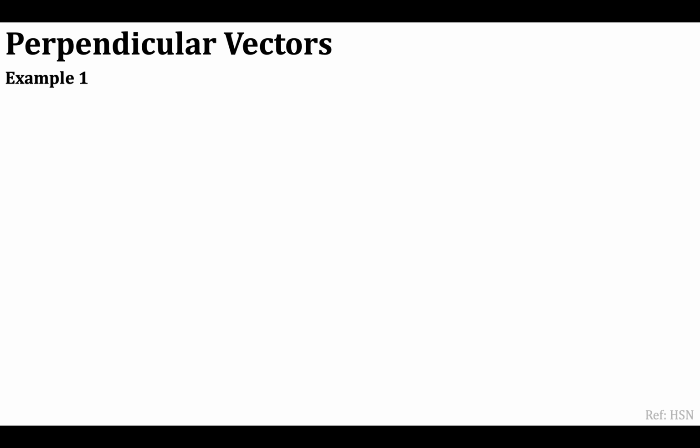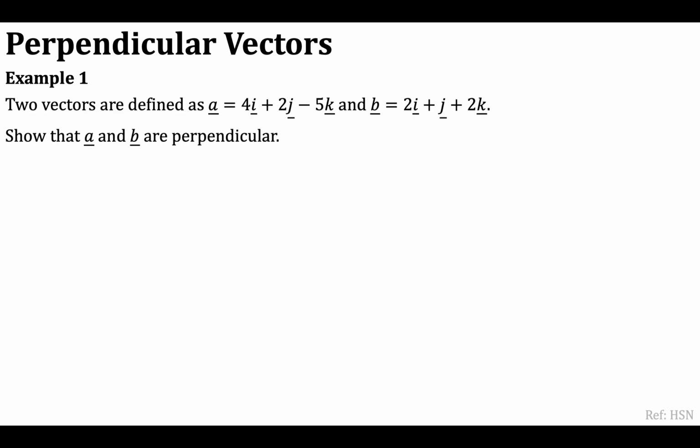So let's look at some examples where you might need to use the properties of perpendicular vectors. So example 1, two vectors are defined as A equals 4i plus 2j minus 5k and B equals 2i plus j plus 2k, and we want to show that A and B are perpendicular. So we know for perpendicular vectors that we're looking to find A dot B to be equal to 0.